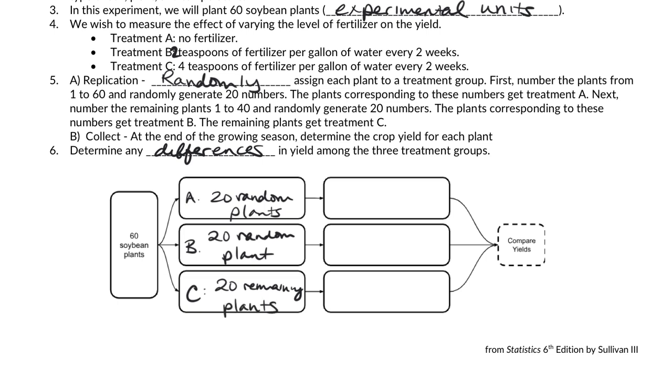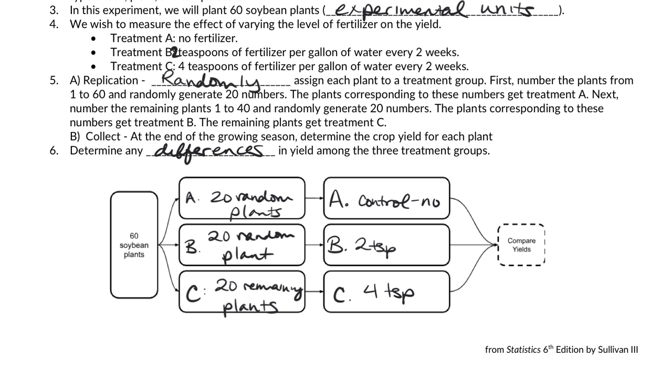Now, each of these groups, A, B, and C, will then receive a treatment. So we have treatment A. What was treatment A again? The control, which was no fertilizer. Treatment B was how many teaspoons? 2 teaspoons per gallon of water every 2 weeks. Treatment group C was 4 teaspoons. So we have the population split into the 3 sample groups, or the 3 treatment groups.